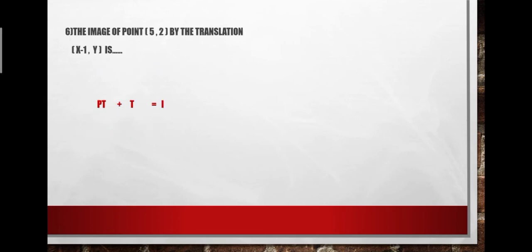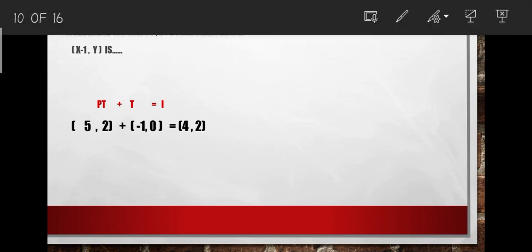Number 6. The image of point (5, 2) by translation x minus 1 and y. Y means I will not touch the second coordinate. I will make 5 and 2, subtract 1 from the 5, so 5 minus 1 equals 4, and 2 I will keep it as it is, so (4, 2).